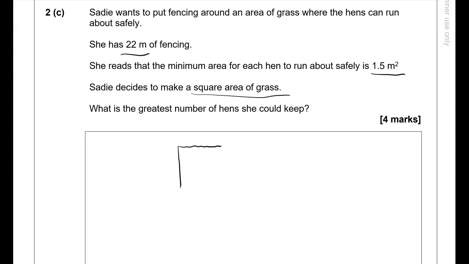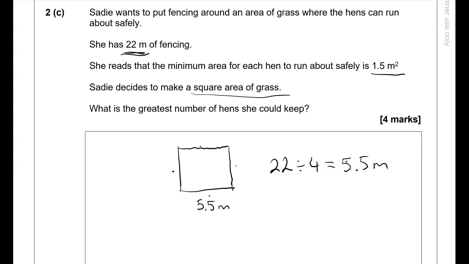So it's going to be a square. So that means these sides will be of equal length. And she has 22 meters of fencing. So this plus this plus this plus this should equal 22. So 22 divided by 4 gives us 5.5 meters. So this is 5.5 meters, this is 5.5 meters, this is 5.5, and this is 5.5.